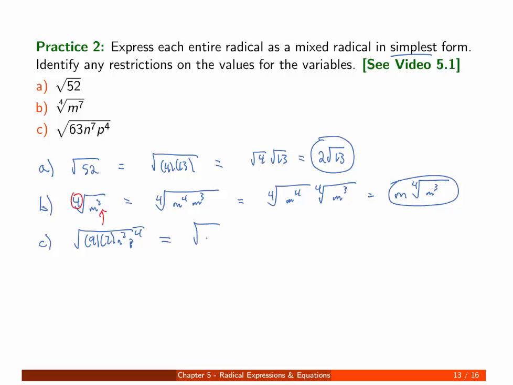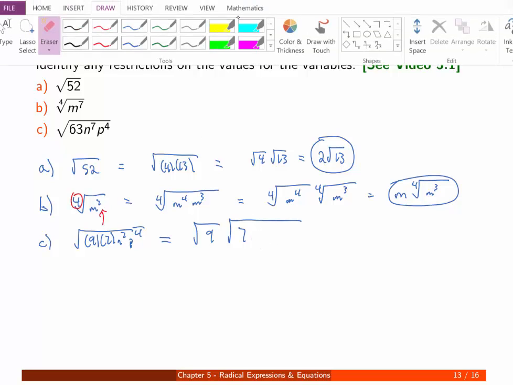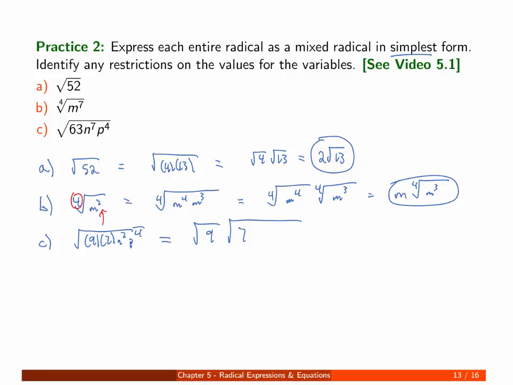Right away you can pull out this 9. You're left with 7. And you could rewrite n to the 7, can't you? You could write it as n to the 4 times n to the 3. And I'm going to do that because n to the 4 square rooted will simply be n squared. Okay, so it's a bit of a puzzle.